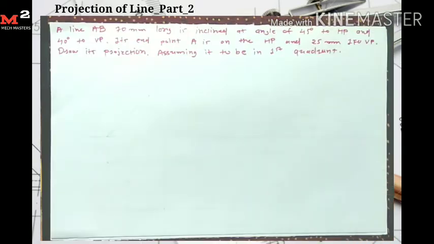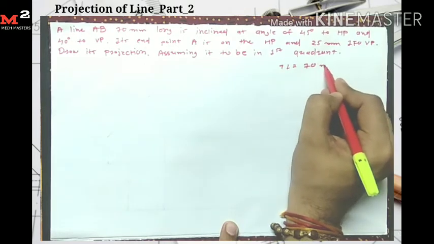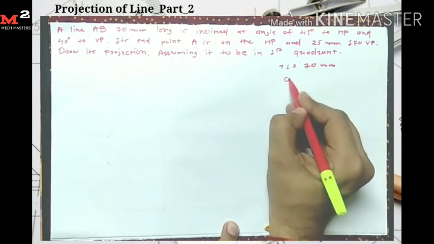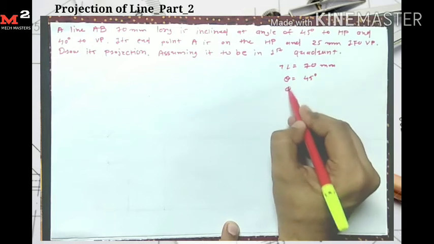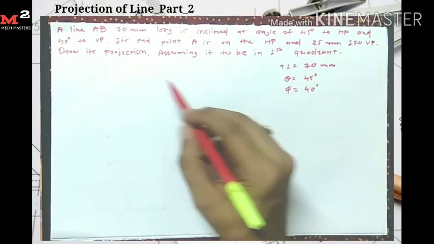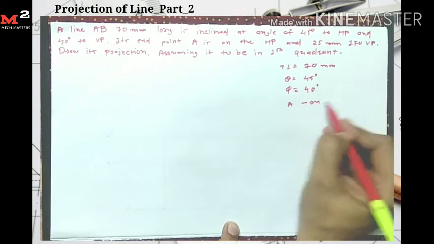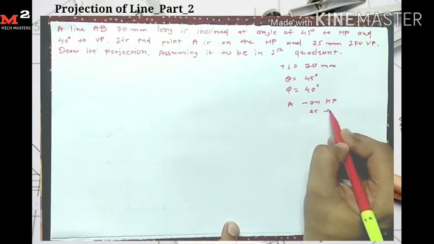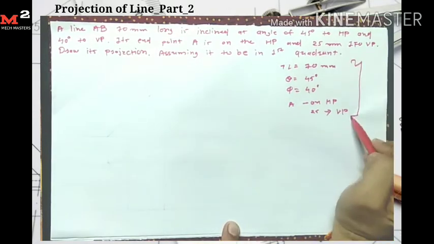Let's start with this problem. A line AB, 70 mm long, so the true length of the line is equal to 70 mm, is inclined at an angle of 45 degrees to the HP, so theta is equal to 45 degrees, and 40 degrees to the VP, so phi is equal to 40 degrees. Its end point A is on HP, and 25 mm in front of VP. So here we have the data.